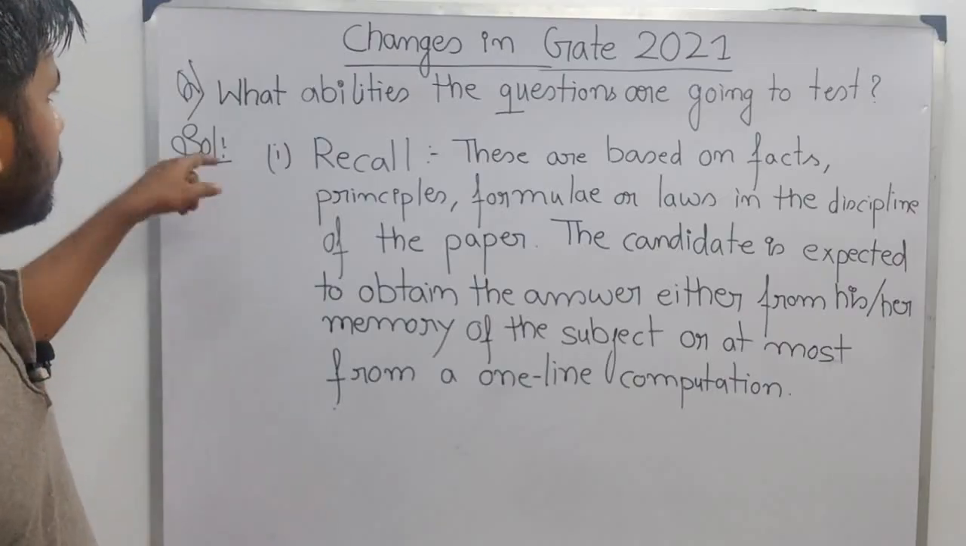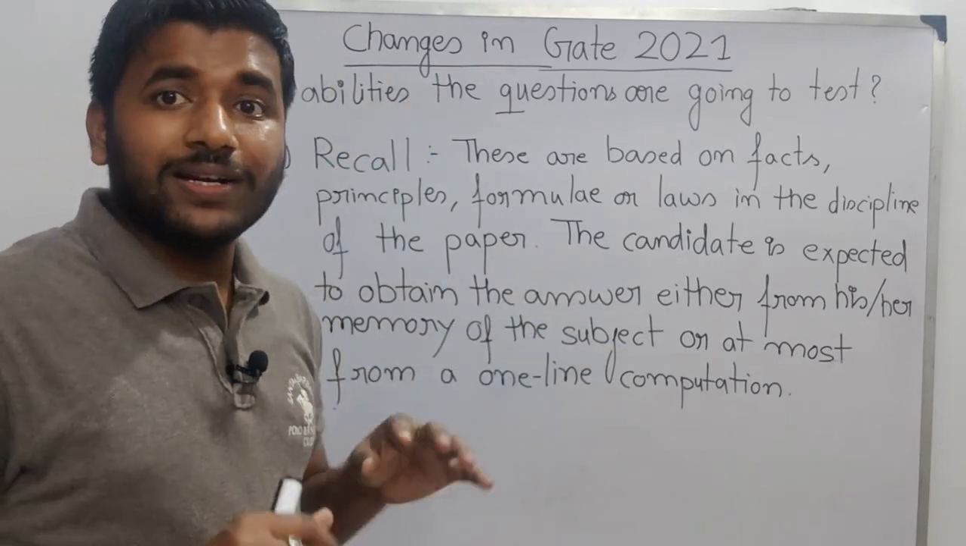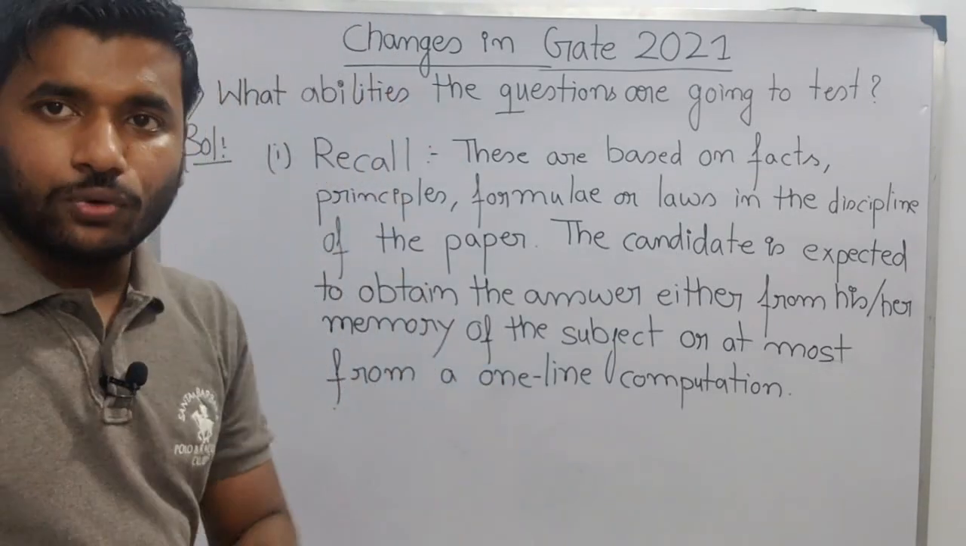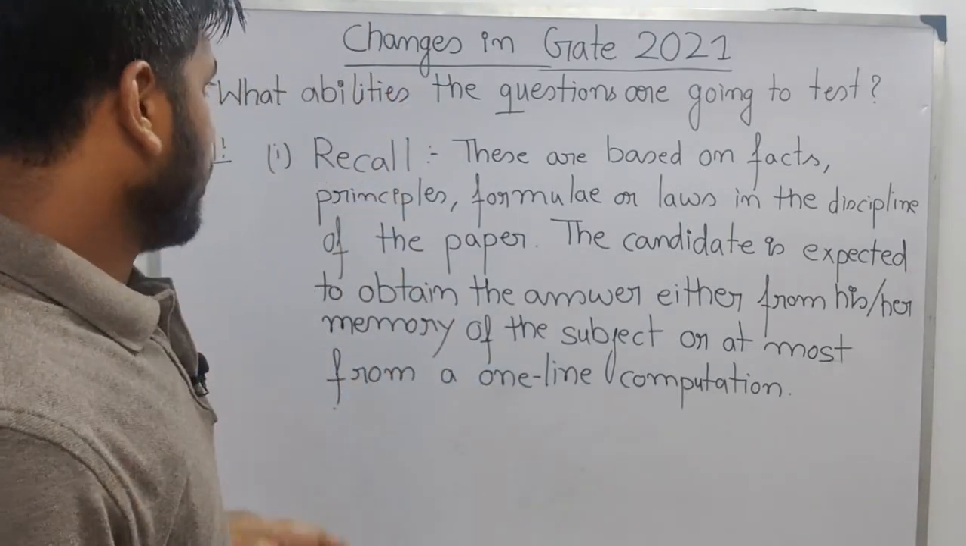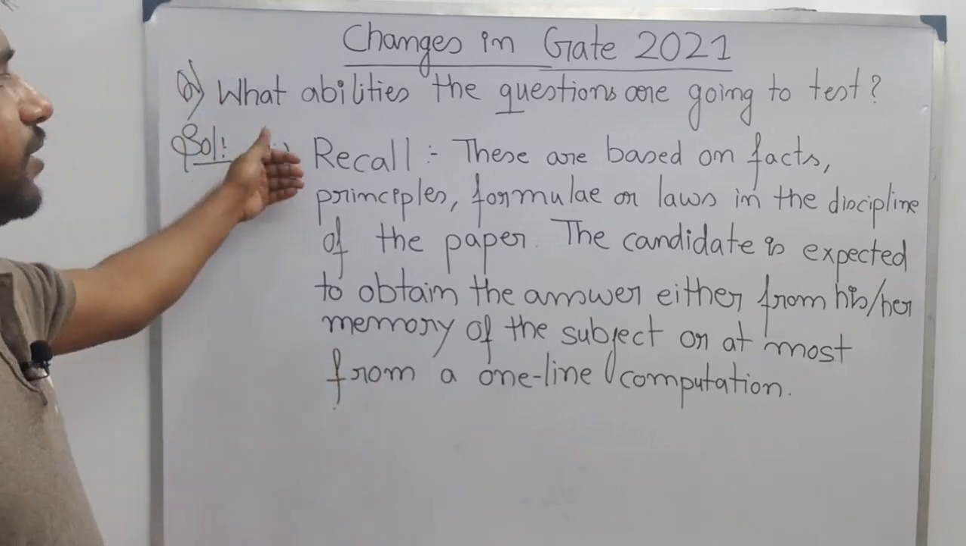Okay. Now see what abilities the questions are going to test. It is going to test four things, and I am going to take them one by one. They have written all these things. First, it is going to test recall.